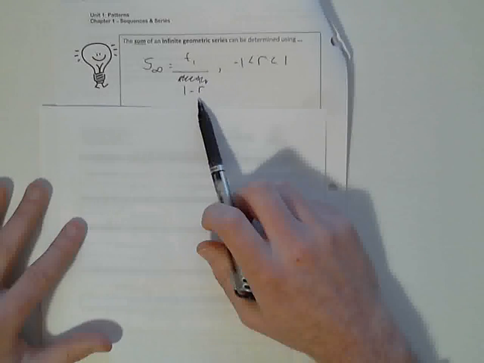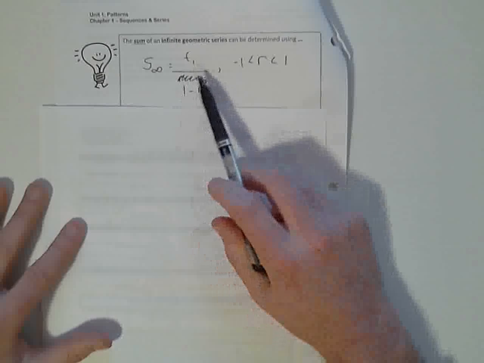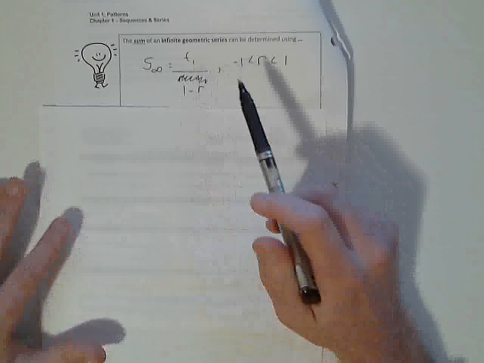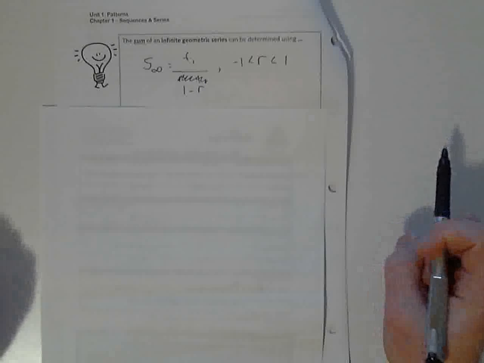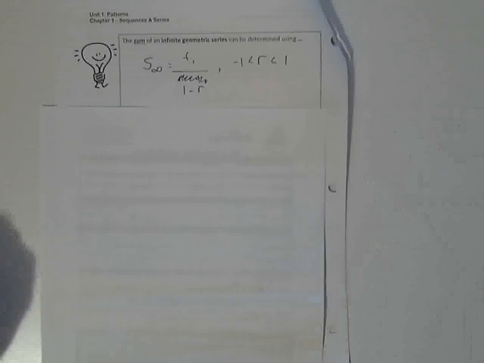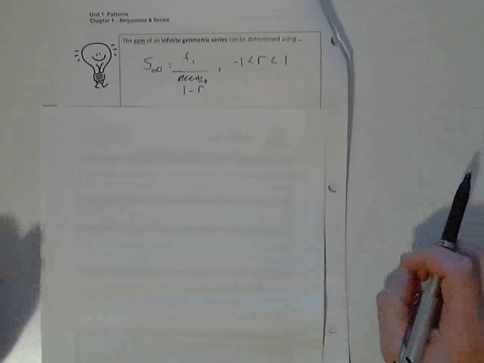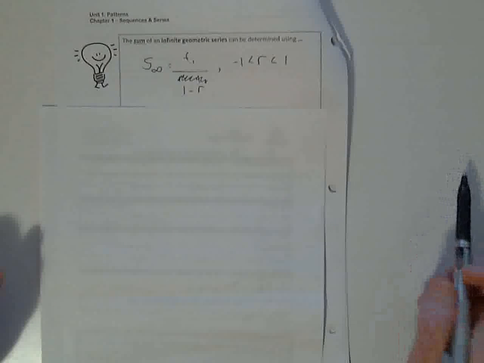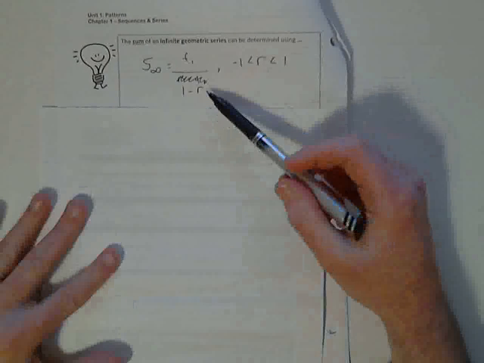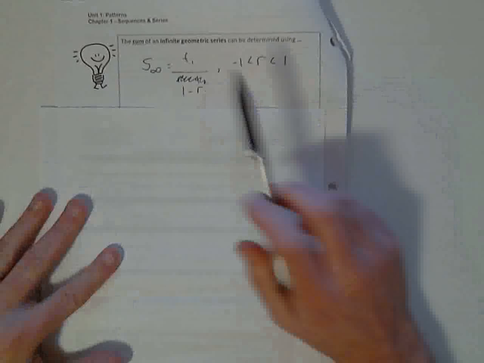Okay, example 1. Decide whether each of these is convergent or divergent and state the sum if it exists. So 1a is 1 minus a third plus a ninth minus, what will come after that, 1/27th.